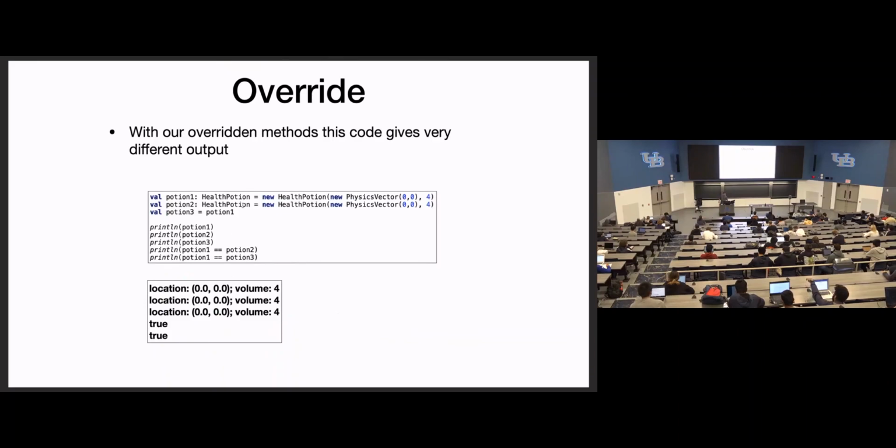And now we get significantly different behavior. It's the same exact code, but now since we went into the health potion class and overrode the default toString and the default .equals, we get way different behavior. We actually get the information of this, and since equal is now comparing by volume, which is 4 for both, we're going to get true for both of those. So we're comparing something that's meaningful to our application, not comparing by reference and printing out references.